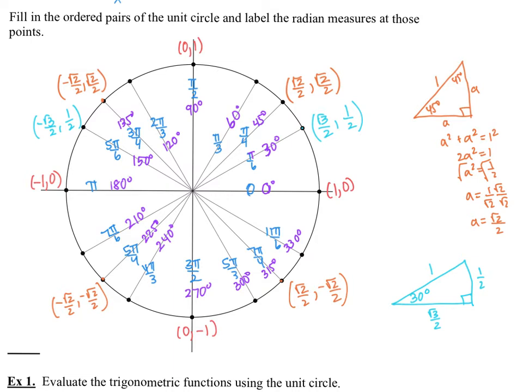Okay, let's go to the next quadrant. This is negative root 3 over 2, negative 1/2. And then over here, I have positive root 3 over 2, negative 1/2.